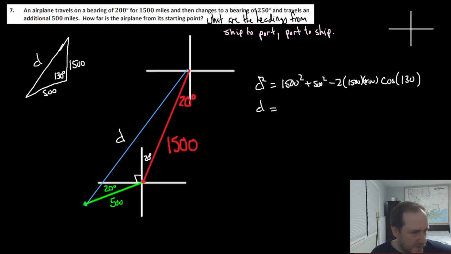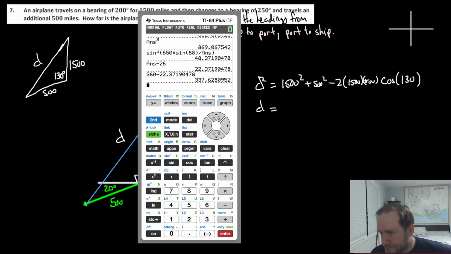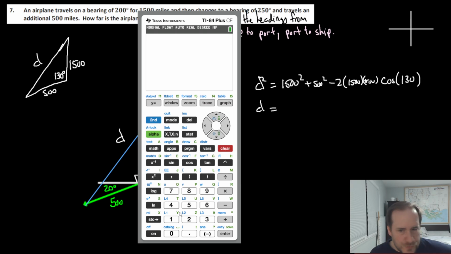So again, do all this in your calculator. So I want to do 1500 squared plus 500 squared minus 2 times 1500 times 500 times cosine 130. All right, 15.5, 15.5. Yeah, it looks fine.